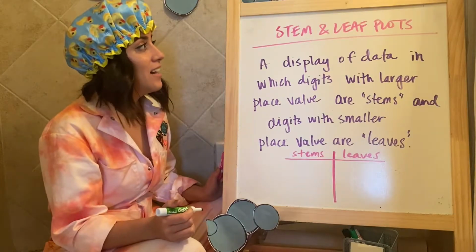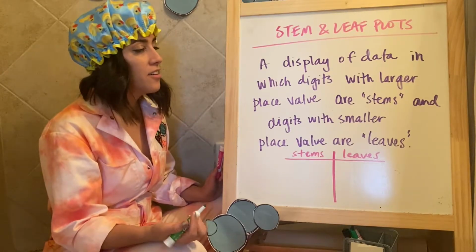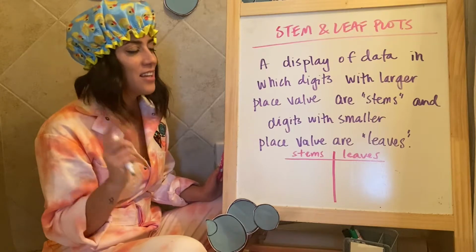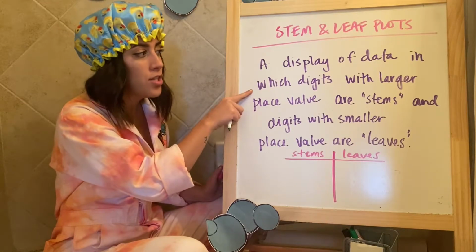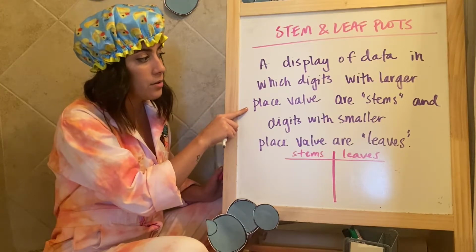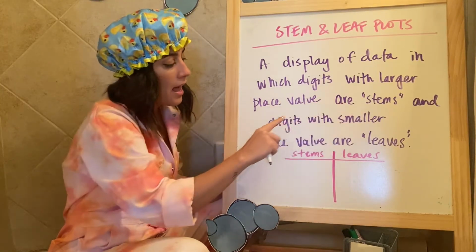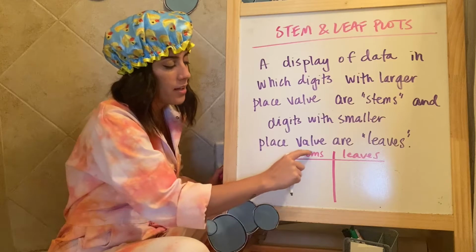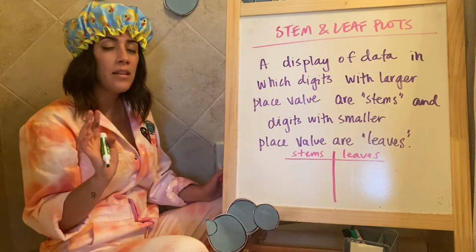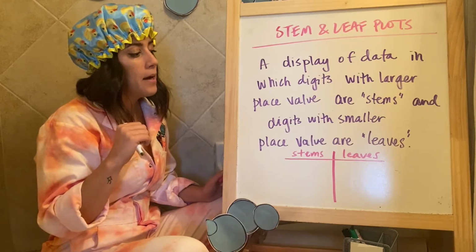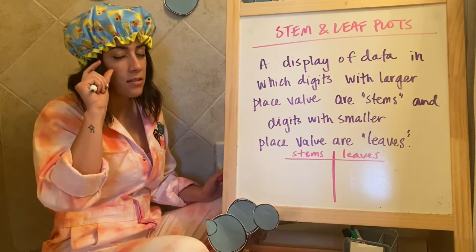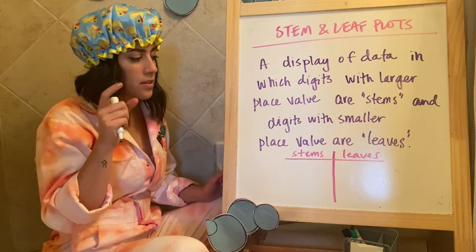Okay, stem and leaf plots are just a little different than dot plots, and you'll see in a second. They are a display of data in which digits with larger place value are stems and digits with smaller place value are leaves. Stem and leaf plots are basically a T-chart, okay? This is going to push you to look at it from a different perspective.